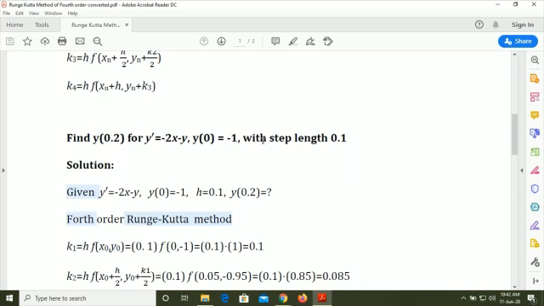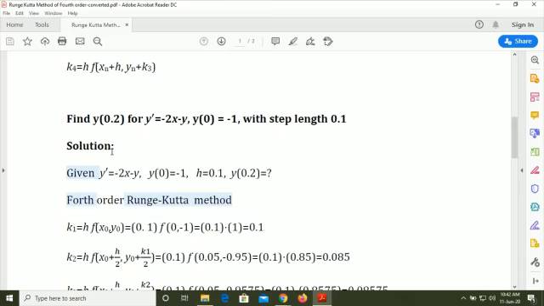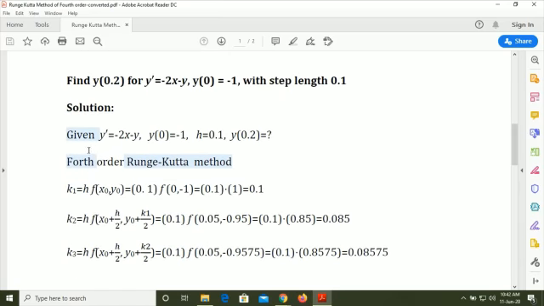Now when we use h = 0.1 we can get y1, that is y at 0.1, and again we use y1 to find y2, that is y at 0.2. Now the solution: given that y' = -2x - y, where y at 0 is -1, h = 0.1, we have to get y at 0.2.